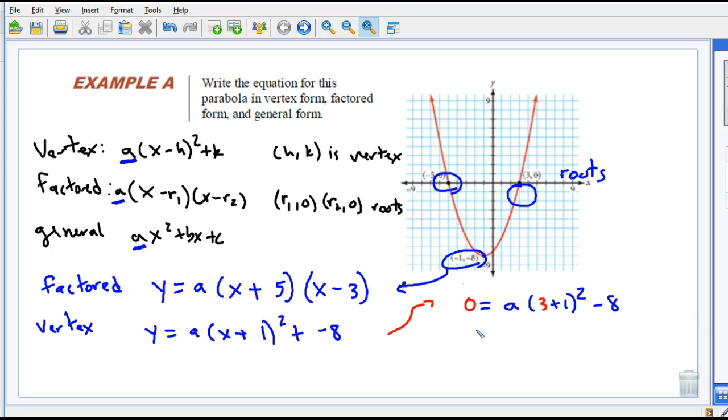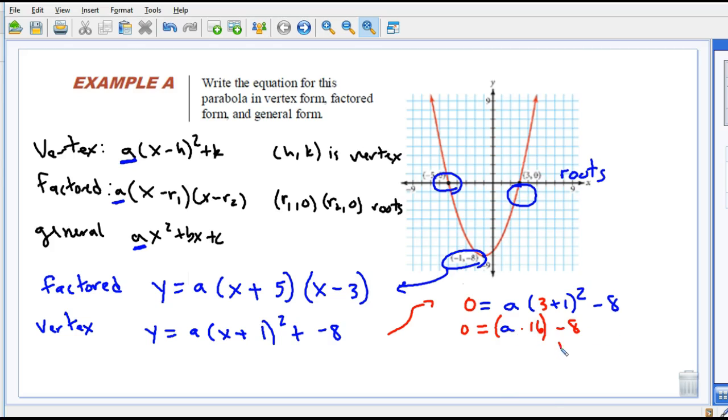So I'm going to end up with 0 equals a, and 3 plus 1 is 4. 4 squared is 16, minus 8. Okay, and notice how I have multiplied first. A lot of you want to subtract here. Nope, it's 16 times a, and then subtract 8.